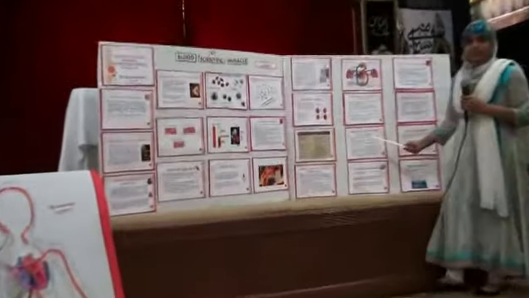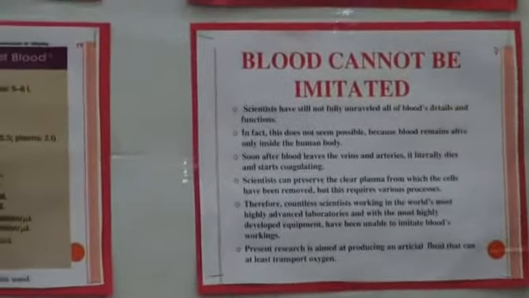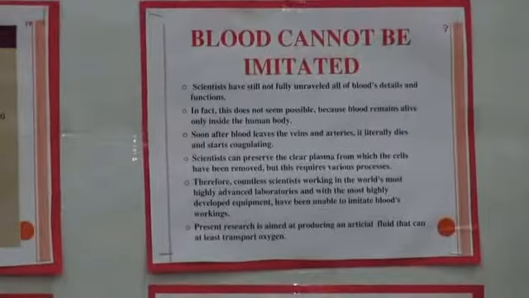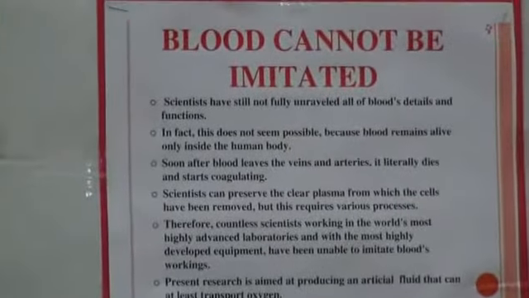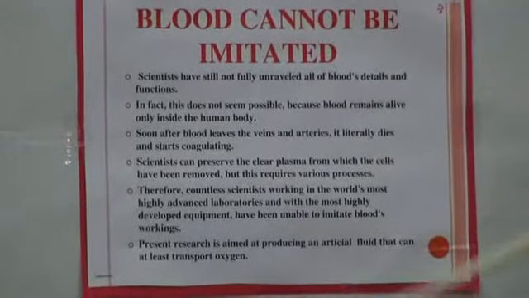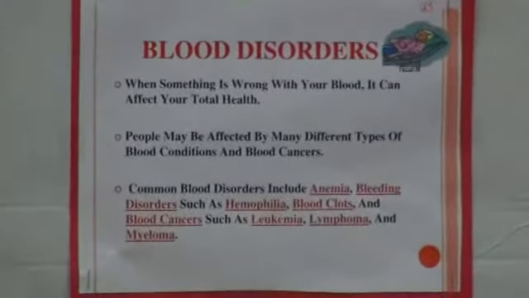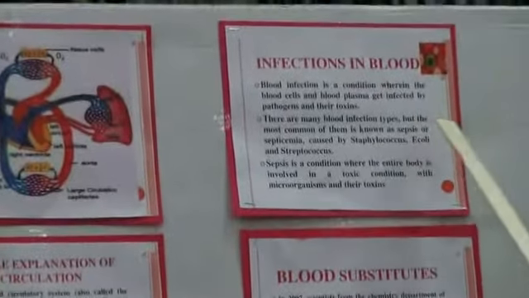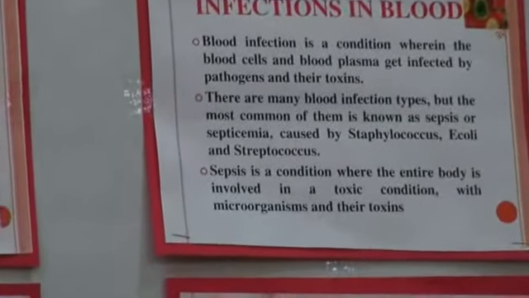Blood cannot be imitated. There was actually a scientist recently who tried to make fake blood, but the only function that blood could do was give off oxygen. And as we learned, blood has a lot more functions than just giving off oxygen. Blood is basically what we live off of. And there are some blood disorders and infections in our blood that we should be taking care of. One blood infection is sepsis. It's a condition where the entire body is involved in a toxic condition.